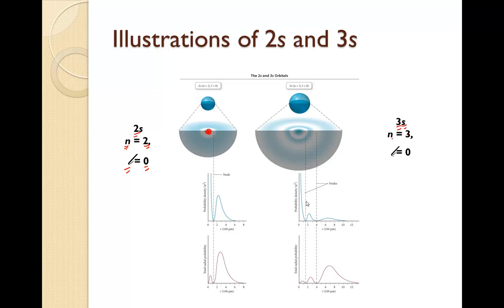This is for the third energy level. Here's the first energy level, 1s. This is the second s. Here's the third s. There's a blank area here because that is called the node, N-O-D-E. And that's where the probability drops to 0. Notice that every energy level encompasses the ones on the inside.